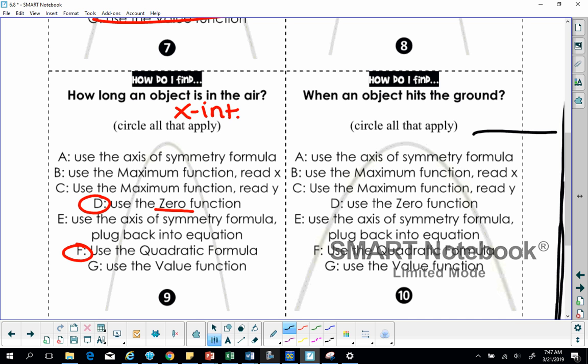X-intercept. Remember, when it hits the ground, that's when it stops, right? So that's your x-intercept. And same as before, which two do we use to find the x-intercepts? My D and my F. They always give you your x-intercepts.